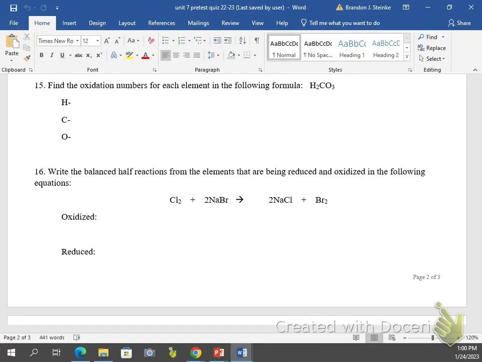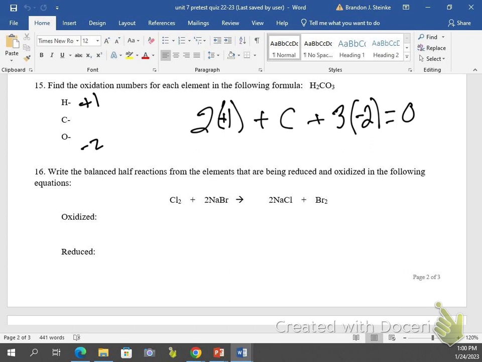Okay, the redox part. So just to review number 15, right? Hydrogen always has +1, oxygen's always -2. When I do the math, that means there's two hydrogens, each with a +1 charge. We add that to carbon. Then we have three oxygens. Each one has a -2 charge. We set that equal to 0.